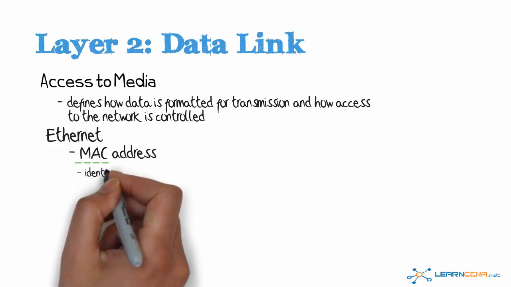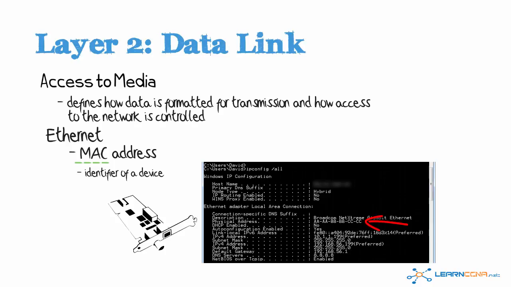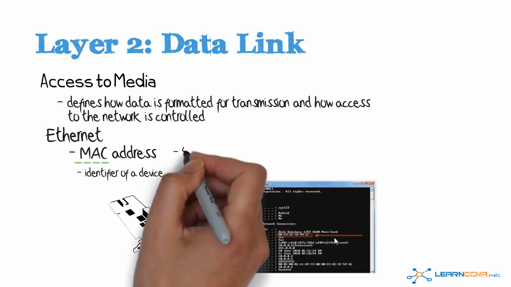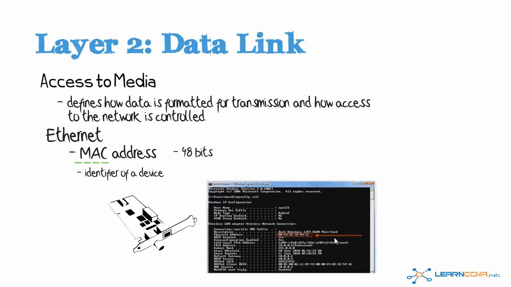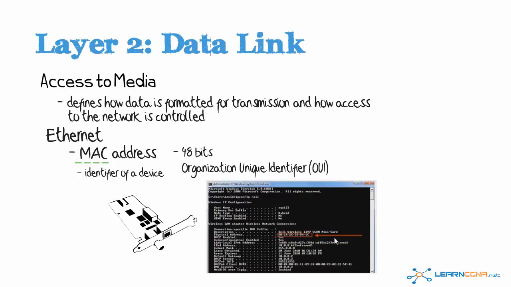A MAC address is used as the identifier of a device. So on a network interface card, or NIC, a MAC address is burnt in by the manufacturer. MAC addresses are 48 bits in length, and they're broken up into two parts. We have what is called the Organizational Unit Identifier, or OUI, and then a unique portion for this specific network card. MAC addresses should be unique, so the combination of vendor, or OUI, and a unique value should make the MAC address on a NIC unique.